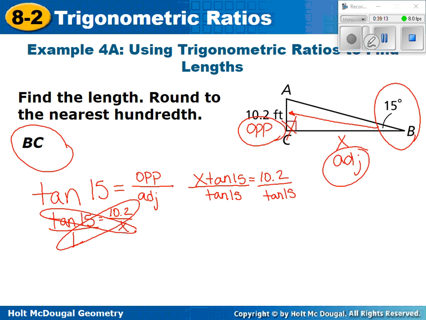It's just a number. It just looks different than what you're used to seeing. You with me, Caleb? Okay. So these cancel, and we're left with x equals. And now it says round your answer to the nearest hundredth. So you're going to take your calculator and you're going to type in 10.2 divided by tangent 15.